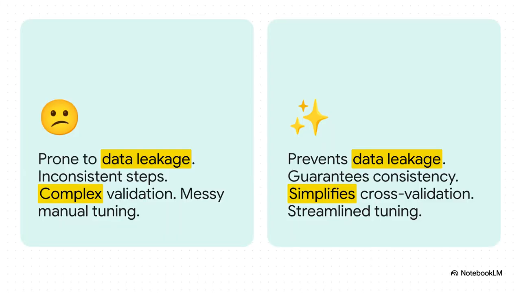I mean, look at this. The difference is like night and day. Without a pipeline, you're just inviting trouble. Data leakage is almost inevitable. Your steps get all jumbled up. But with a pipeline, boom. You prevent data leakage because the pipeline handles the data splits correctly. You get guaranteed consistency, and things that used to be a huge pain, like cross-validation, are so much simpler. Manual tuning becomes streamlined. It really is a total workflow transformation.